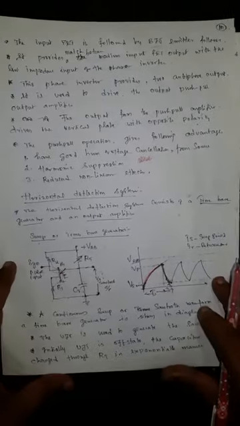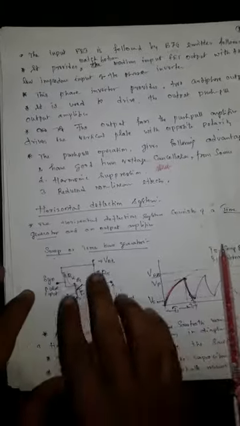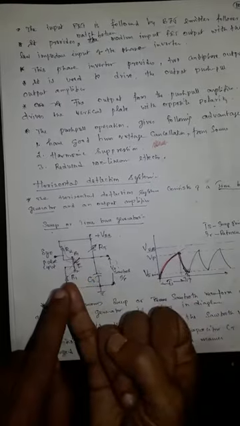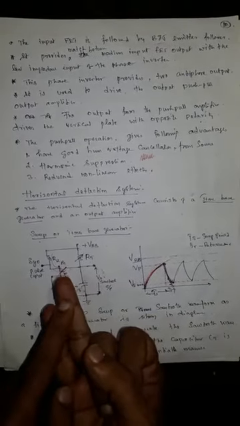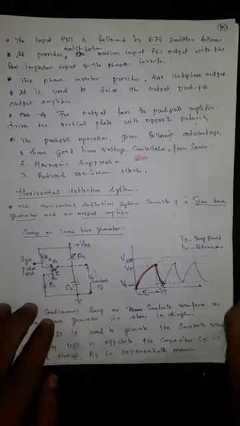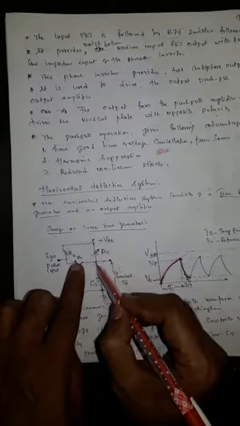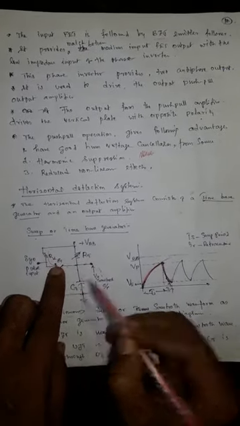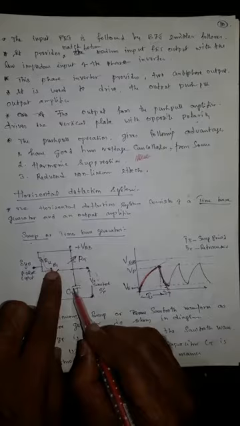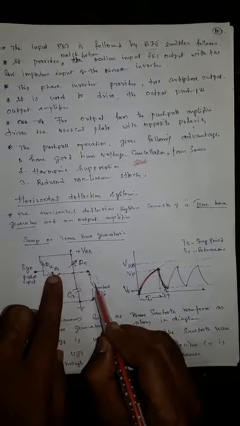Once again I am repeating, very simple to understand how the horizontal deflection system works and how the sawtooth wave is generated. We have to memorize three important points: one is the UJT, another is the charging resistance, and another is the charging capacitor. Initially the capacitor is in the off state. Now the capacitor is charging exponentially. The same capacitor voltage exists across the output side, so once it is charging, the exponential wave is generated.